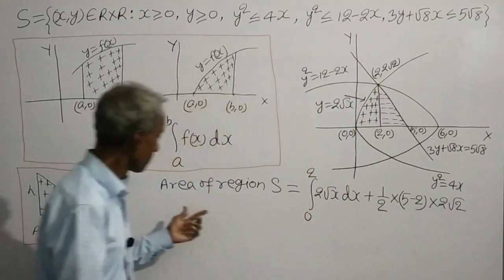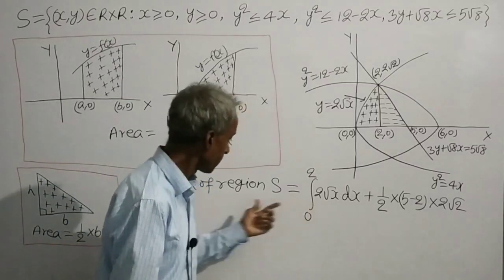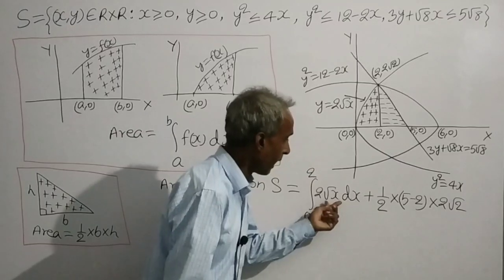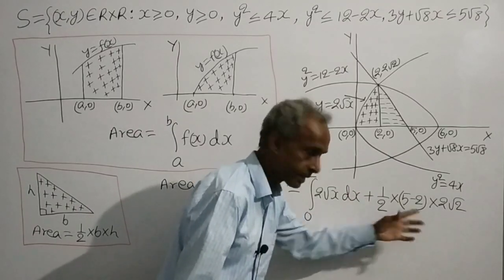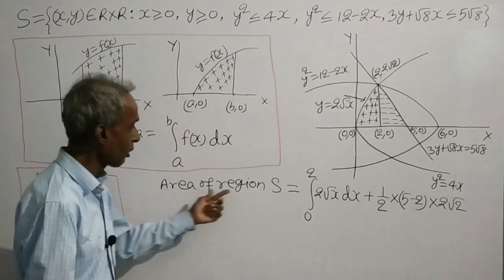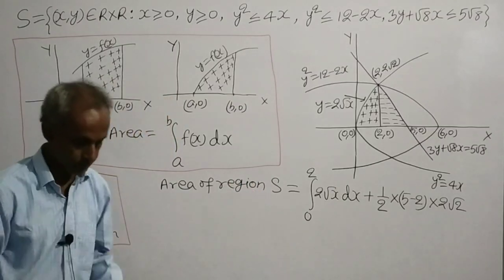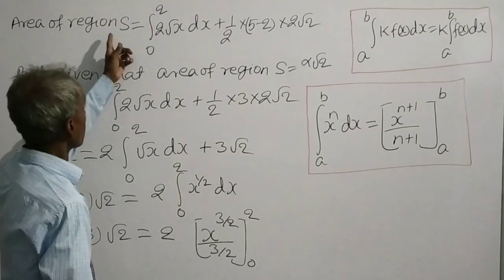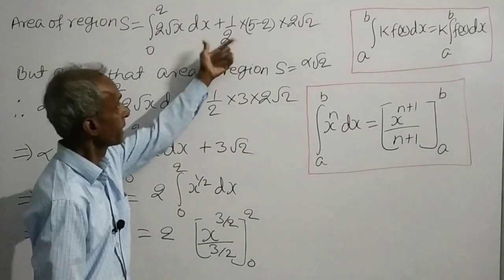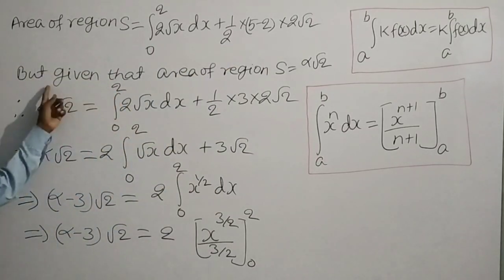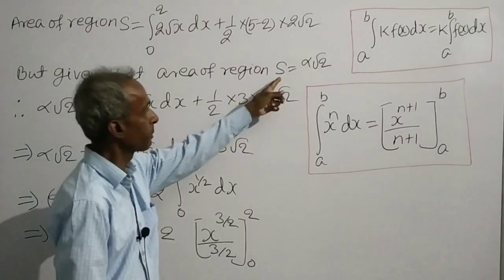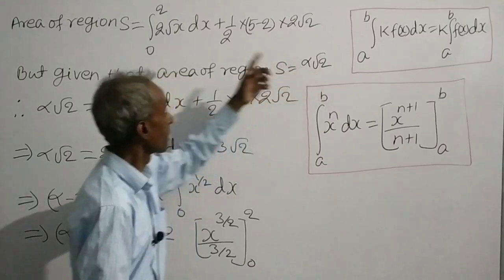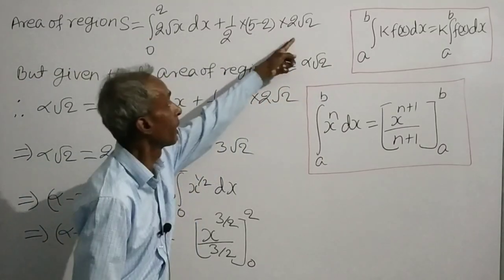Now we will integrate this and add this with this to find the area of region S. The area of the region is this, but in the question it is given that the area of region S is alpha root 2. Therefore, alpha root 2 will be equal to this.